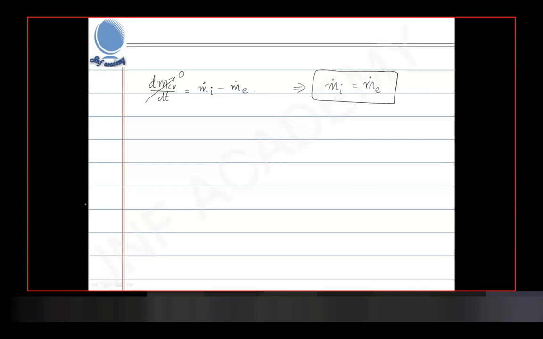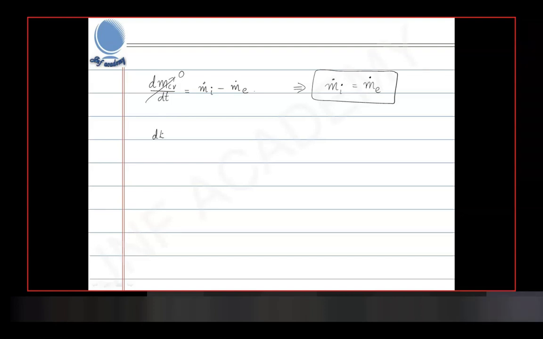Right? And you know this very well. For a steady control volume, whatever mass is entering has to leave. If this is not happening, then the mass of the control volume will increase, and then it will become unsteady. So to keep this control volume steady, whatever mass is entering should be leaving at the same rate.